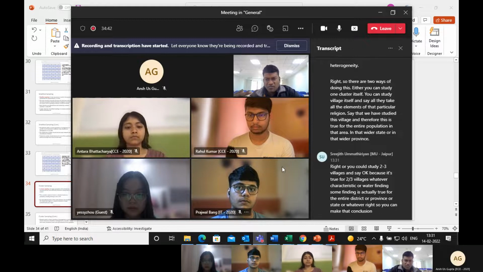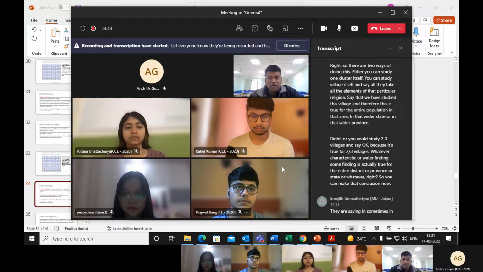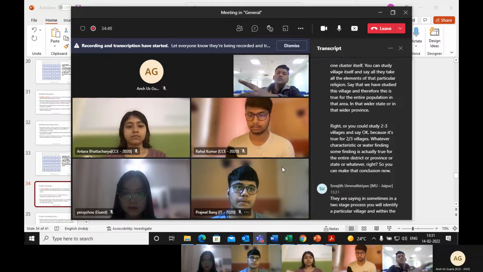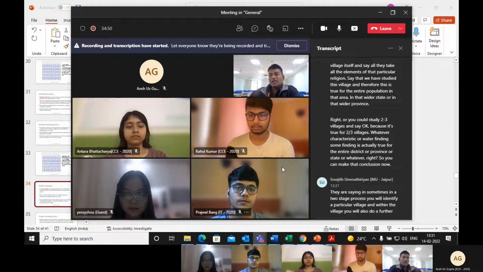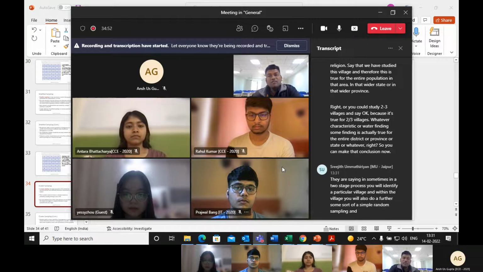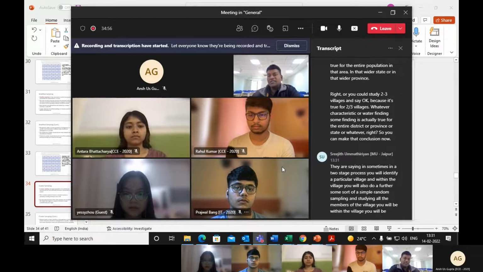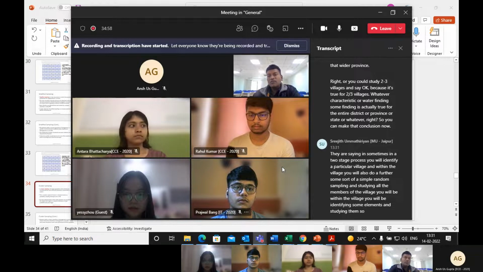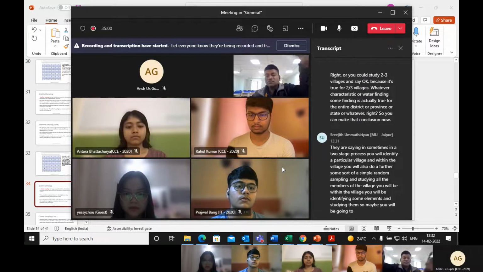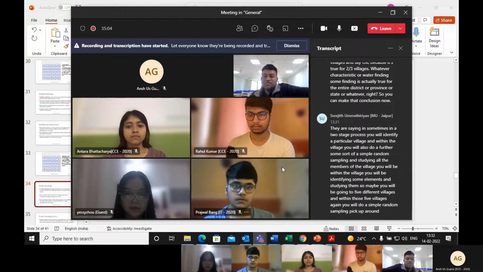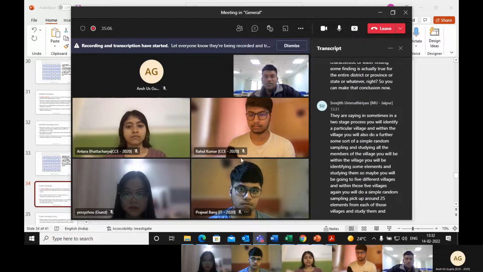Now, they are saying sometimes in a two-stage process, you will identify a particular village, and within the village, you will also do some sort of simple random sampling. Instead of studying all the members of the village, you will identify some elements within the village and study them. So maybe you will be going to 5 different villages, and within those 5 villages, again, you will do a simple random sampling, pick up around 25 elements from each of those villages and study them. And then you come out with your report, right?